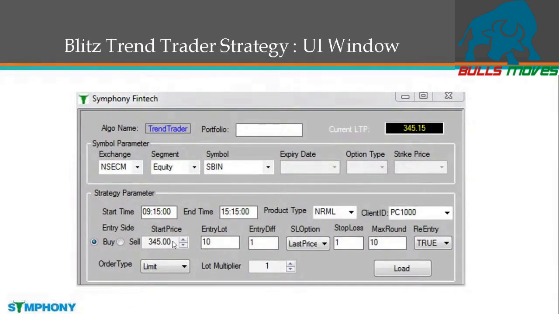So let's say the current LTP is 345.15, and you want to execute your buy trades, and your start price will be 345. So your system will place your first buy at 345 rupees.